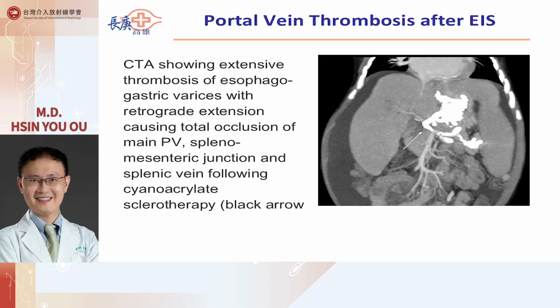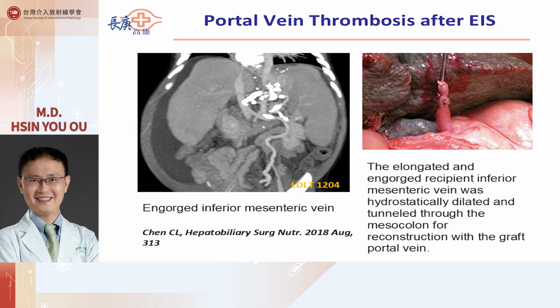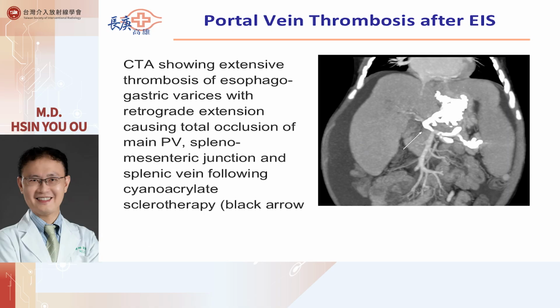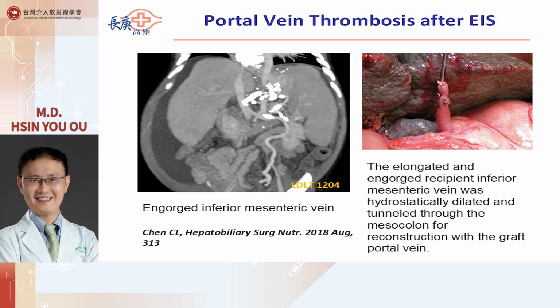This pivot stump approach is very easy to do, and we have a 100% success rate with this method. Sometimes it is not so easy. In this case, the CTA shows he received sclerotherapy, and they occluded the collaterals, the main portal vein, and the splenic vein, with only the IMV patent. The surgeons used an intraoperative portogram to check the IMV flow and direction, and the surgeons elongated the inferior mesenteric vein with a hydrophilic wire. After that, they reconstructed the portal vein.